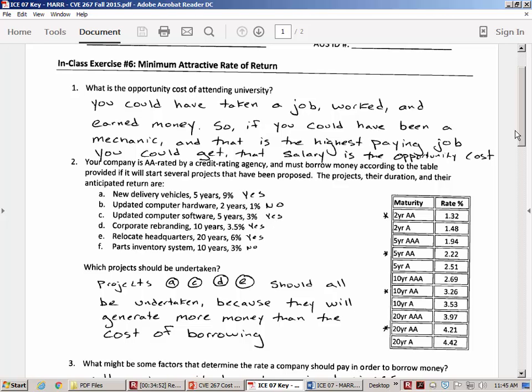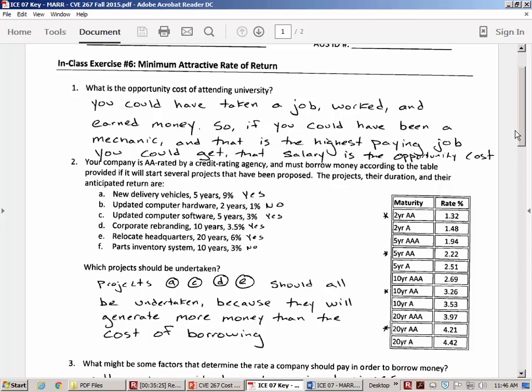What about the timeline? Why is it that to borrow money for 10 years, a single A has to pay 3.5, whereas they only had to pay 2.51 for a 5-year? Yeah, the longer term, just the more things that could go wrong. A longer time horizon is more risk of default, more risk of inflation. You want a higher return for the longer amount of time you're tying up the money.